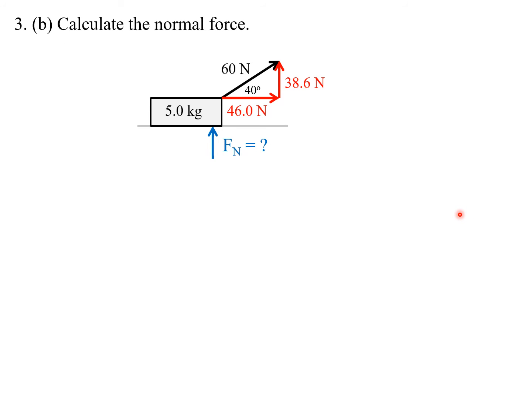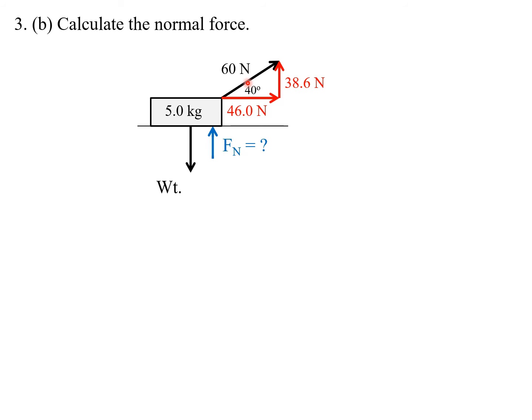Now we want to calculate the normal force. And remember, the normal force is the force that the table exerts on the box. Now, up to now, we've said that the normal force is equal to the weight. But that's not going to be the case here. Why? Because there's another vertical force involved, the vertical component of the force on the rope.